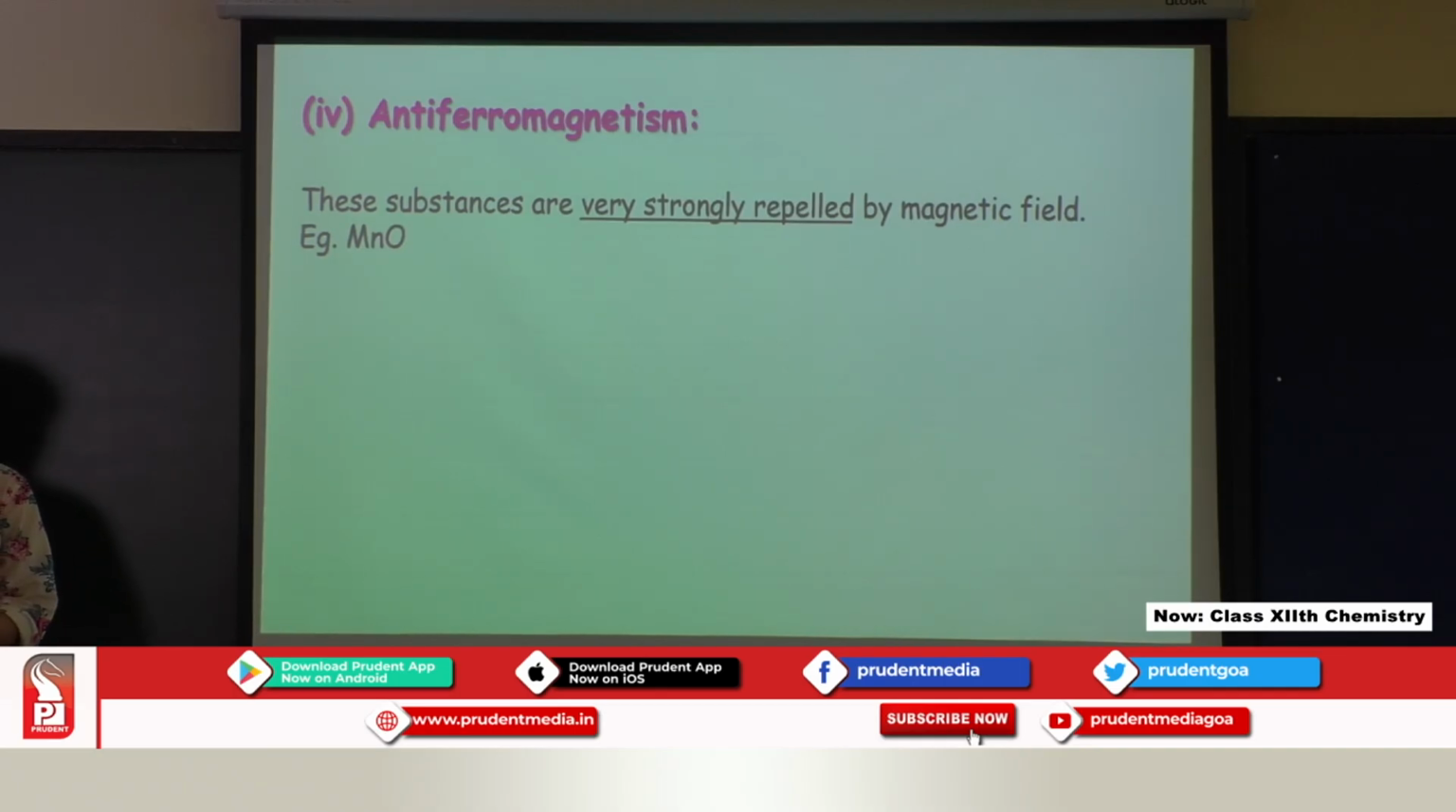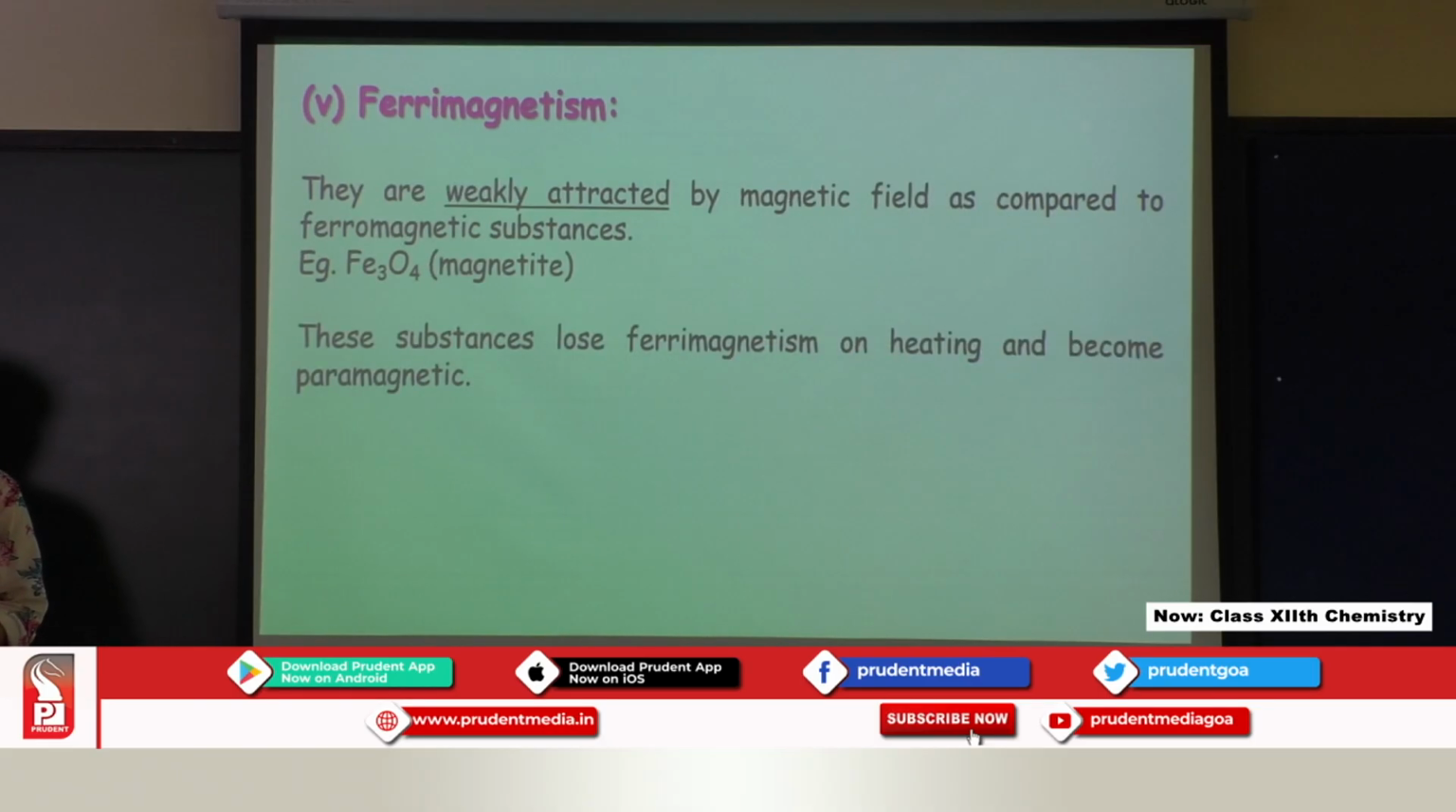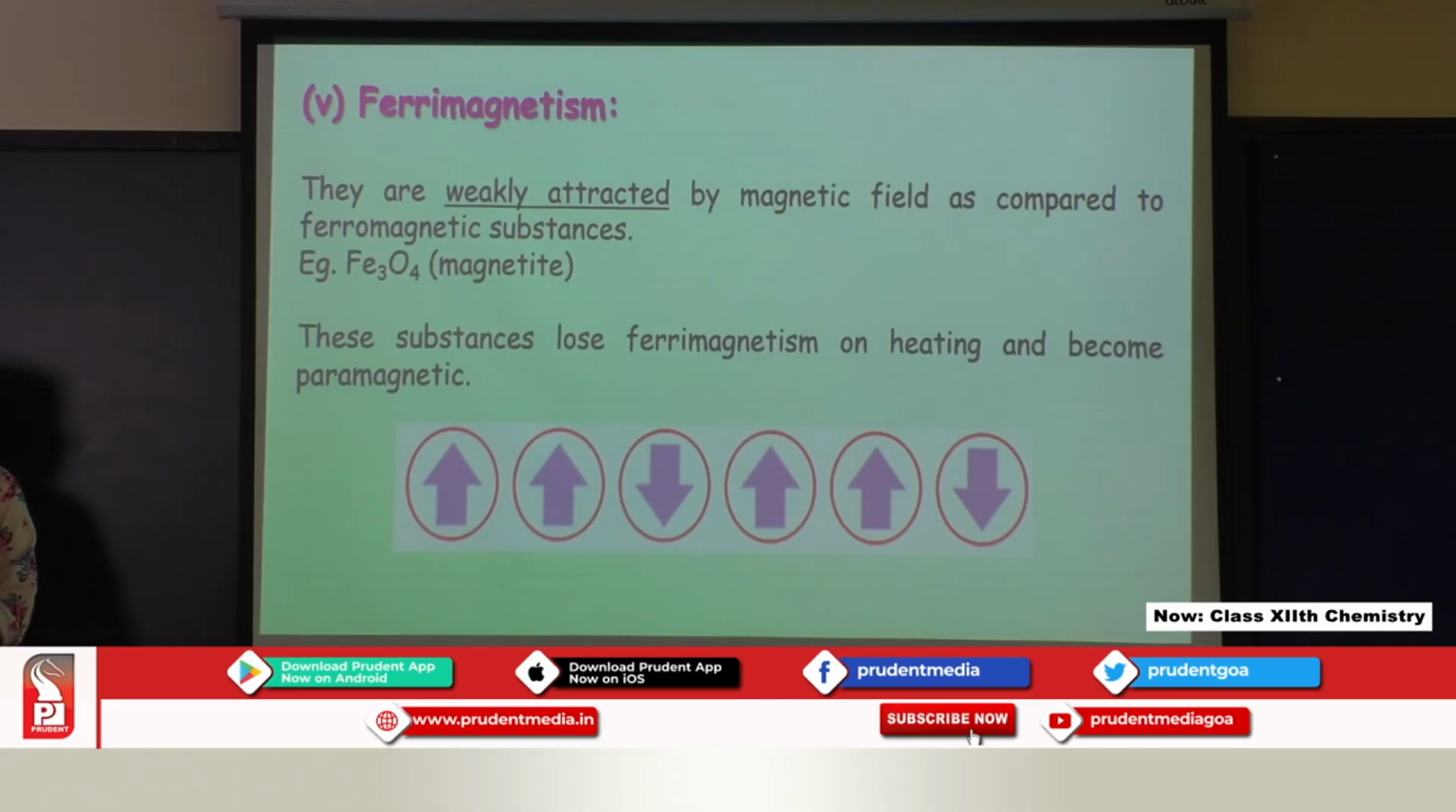Antiferromagnetic substances are very strongly repelled by a magnetic field, and an example of the same is manganese oxide. If you notice the domains, you will see that the domains are oppositely oriented and they cancel out each other's magnetic moment. Lastly, ferrimagnetic substances. The magnetic moments in these are aligned in parallel and anti-parallel directions in unequal numbers. These are weakly attracted by magnetic field, and an example of the same is magnetite.